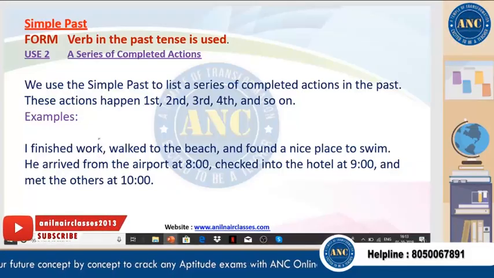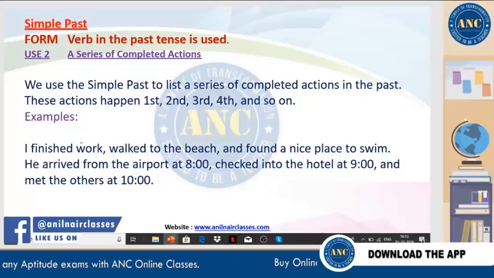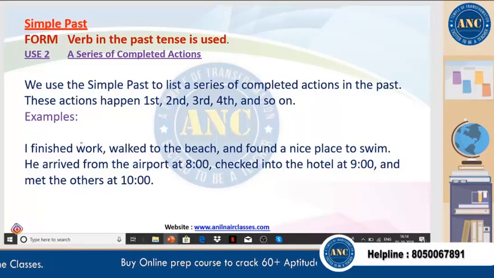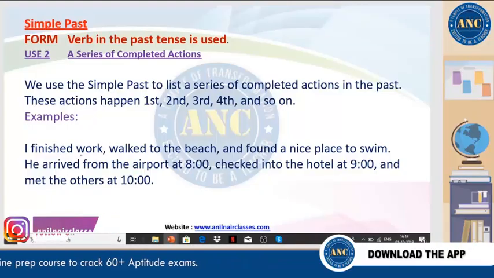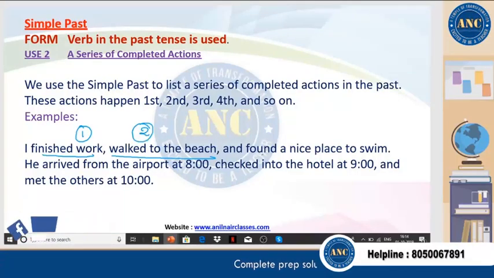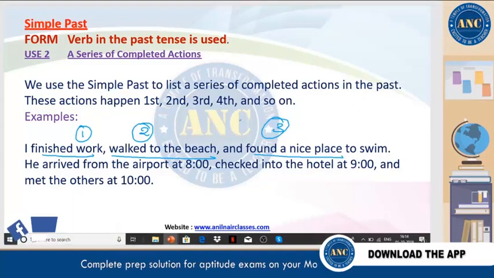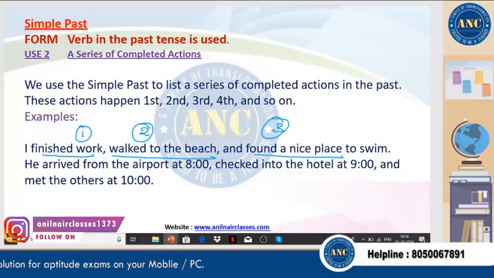Next one. Now when you're talking about a series of actions which are completed in the past, that time also we will use the simple past only. So any list it could be. Actions can happen: first action, second action, third action, and so on. You can have n number of actions, but all those actions started and finished in the past. Say like this: I finished work. So the first action is I finished the work. I walked to the beach. This is the second action. Third is found a nice place to swim. This is the third action. So we have the series of actions, first, second, and third, and all the three are in the past tense.